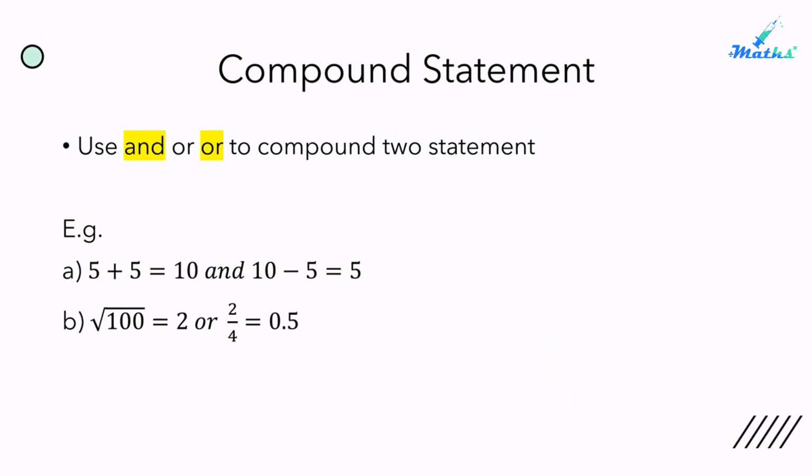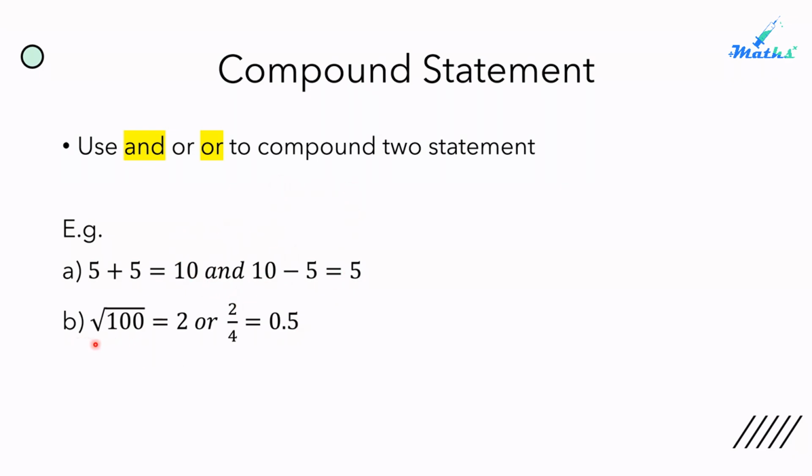After that, we would like to learn about the compound statement. In a compound statement, we will need to use and or or to compound two statements. For example, here, as you can see, 5 plus 5 equal to 10 is a statement, and 10 minus 5 equal to 5 is also a statement. So I use and to compound them.